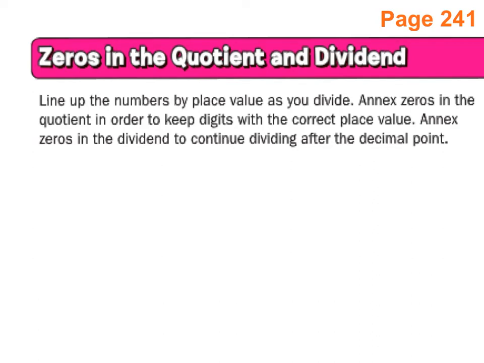Just when we think we have division under our belts, we often get thrown another curve. Sometimes, when we line up our numbers by place values as we divide, we find out that there's not enough digits or place values in the number. So we're going to solve that just like we do when we have missing numbers in subtraction or addition. We're going to annex or add zeros. Remember that word annex means add. So let's get going with an example so you can see what I mean.